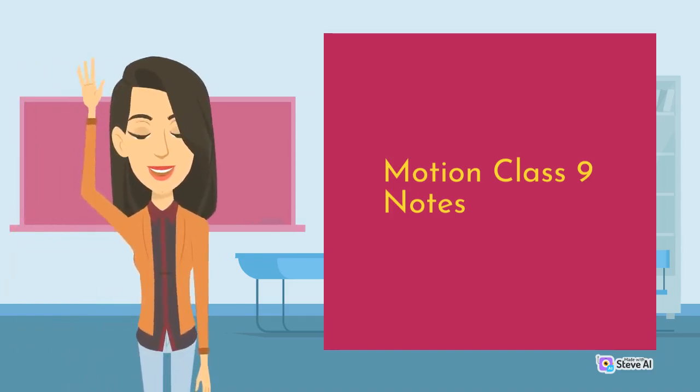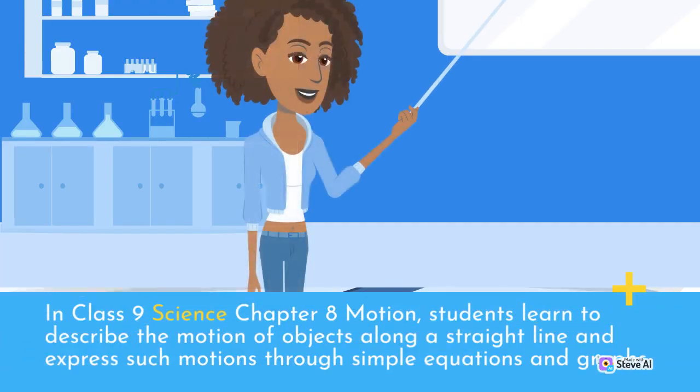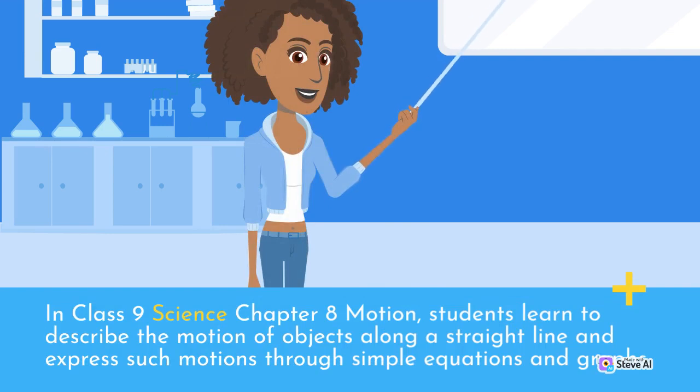Motion Class 9 Notes. In Class 9 Science Chapter 8, Motion, students learn to describe the motion of objects along a straight line and express such motions through simple equations and graphs.